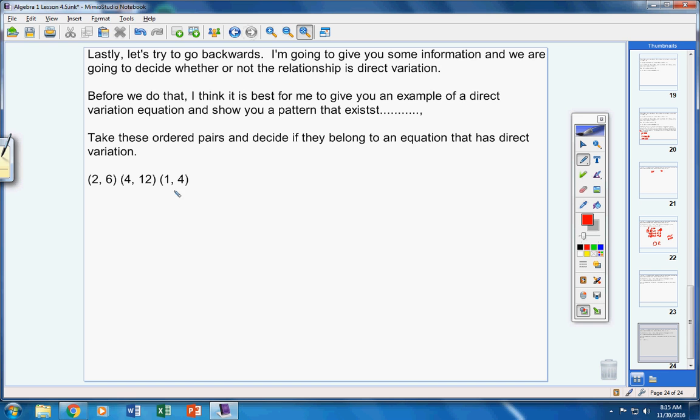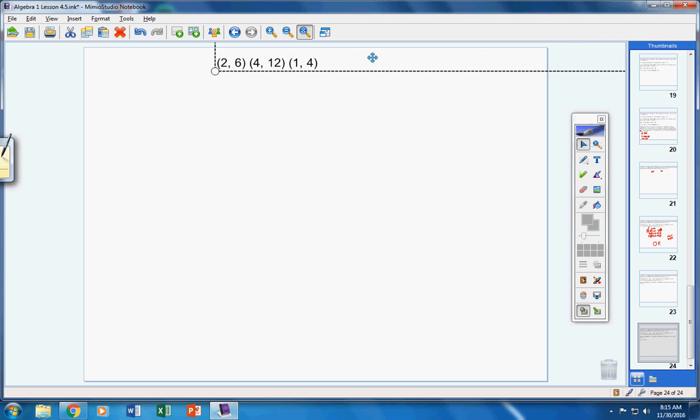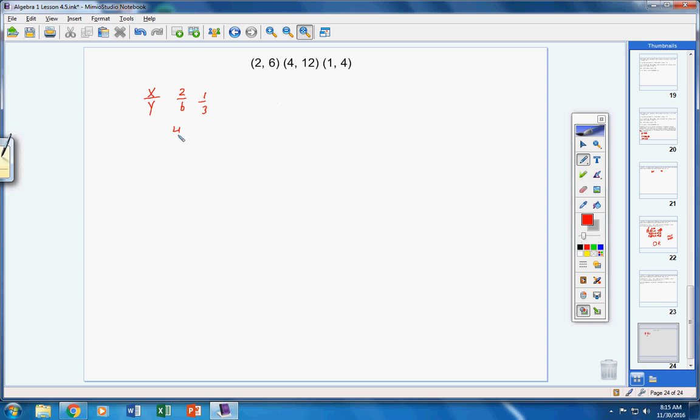Okay, here it is. Let's take these ordered pairs. Please copy them in your notes. Let's decide if they belong to an equation that has direct variation. Okay? So here we go. We're going to say yes or no, we have direct variation. What I just taught you to do, you can do x over y if you want. So x over y would be 2 over 6, which reduces to 1/3. 4 over 12, which reduces to 1/3. And then 1 over 4, which is 1/4. Oh, we got a problem, don't we? Are all of the numbers identical right here? No. So this relationship does not have direct variation.